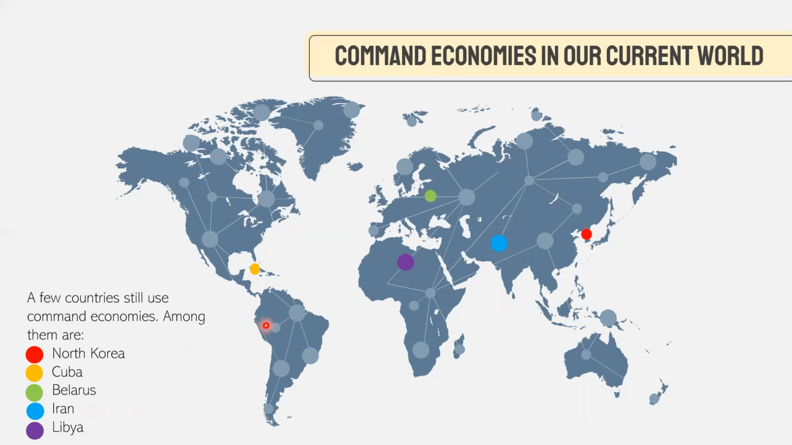And we have Libya. Libya is a country in Africa. If you want to locate yourself, Egypt is right here. So Libya is Egypt's neighbor, geographically speaking. So we have Libya right here. And they also have a command economy. As you can see, there is no dot for us.